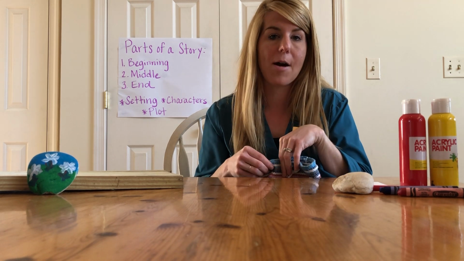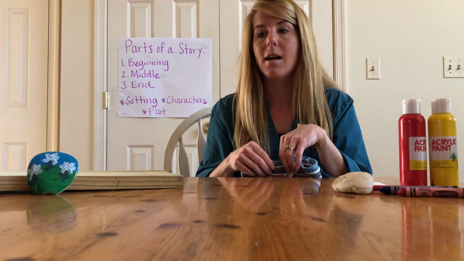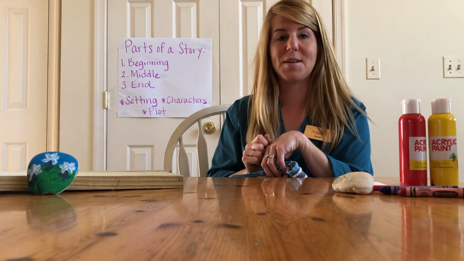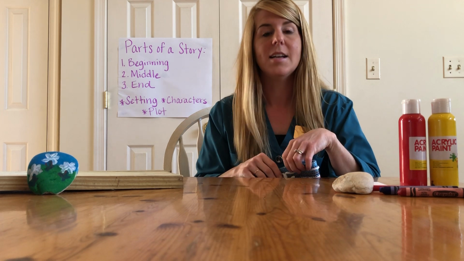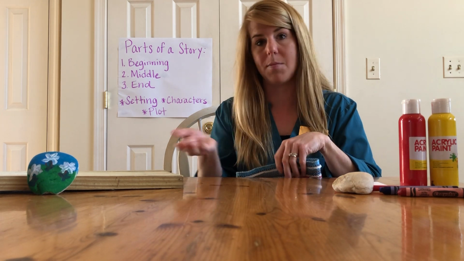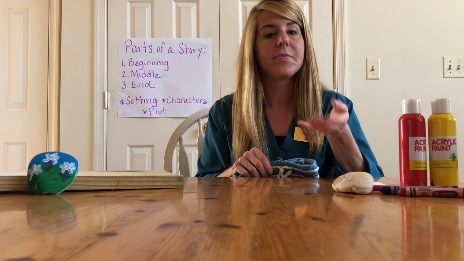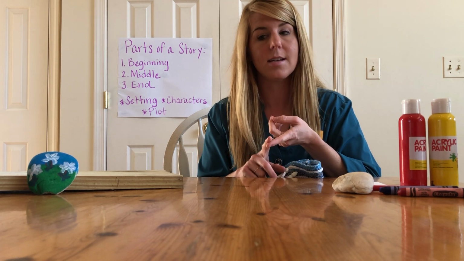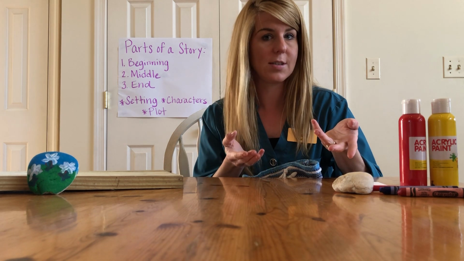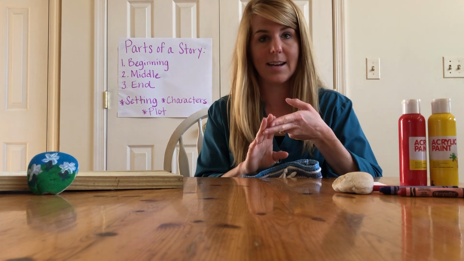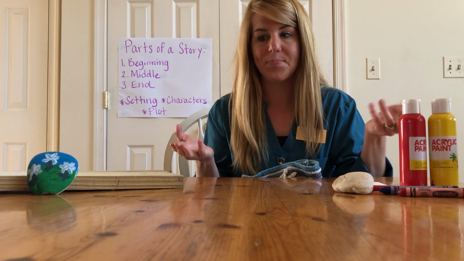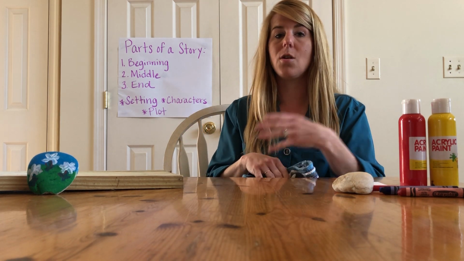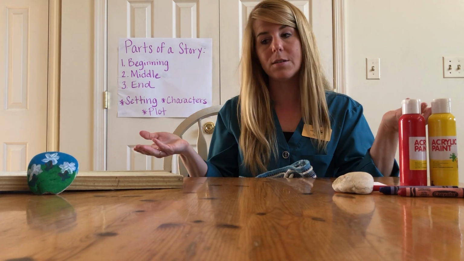So something to think about when coming up with your own story are the different parts of a story. Usually there's a beginning, a middle, and an end, right? So that's something to think about as you're coming up with your own. Also, when you're creating your story, there's usually characters, like animals or people or creatures. There's also a setting, which is where a story takes place. And of course, there's a plot, which is what happens in a story. So usually there's a problem and a resolution.